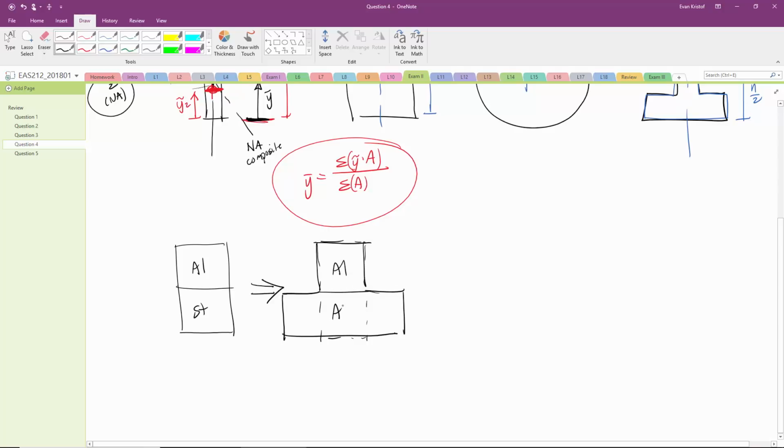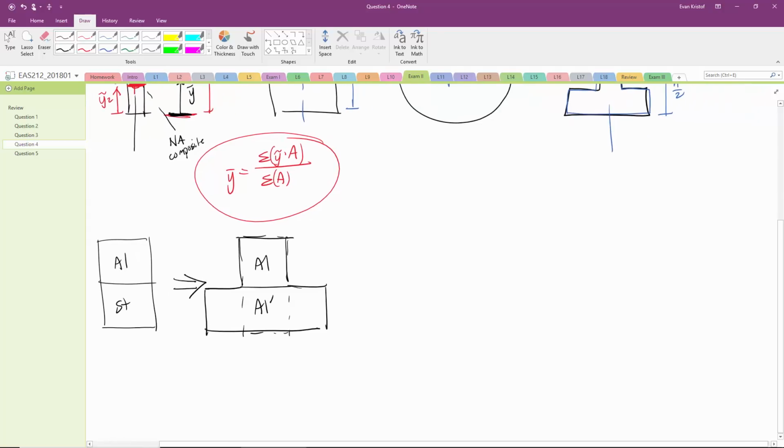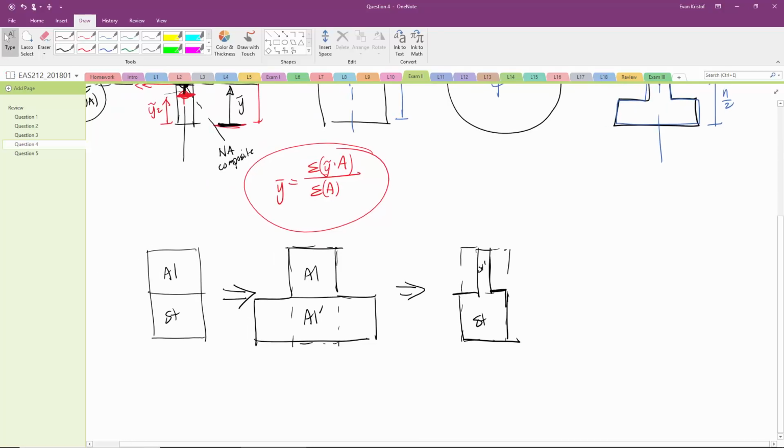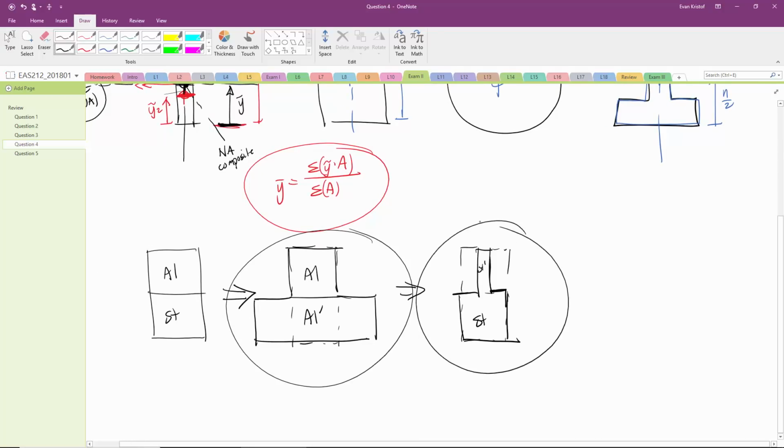I'll call the bottom AL prime. It's now aluminum, but it's mimicking steel. Or this would turn into a cross section of all steel, where the bottom stays as steel and then the top gets really narrow, and I'll call that steel prime. Either of these transform beams is what you would use to find the location of the centroid.